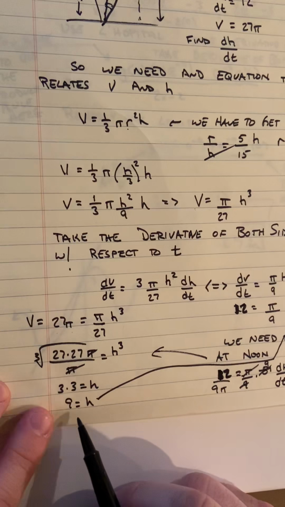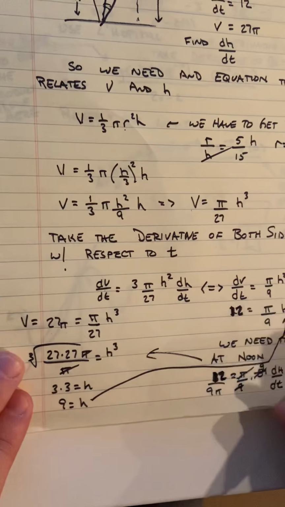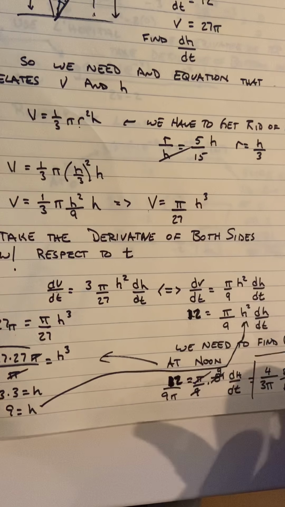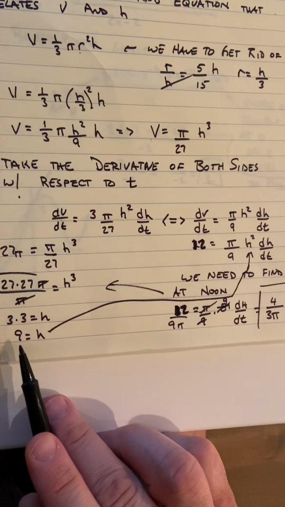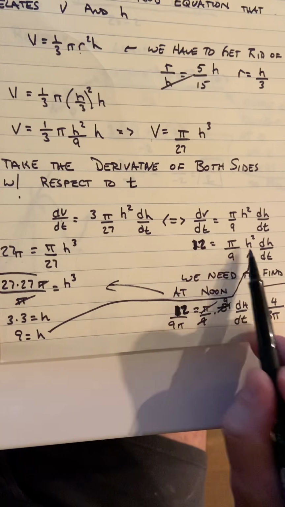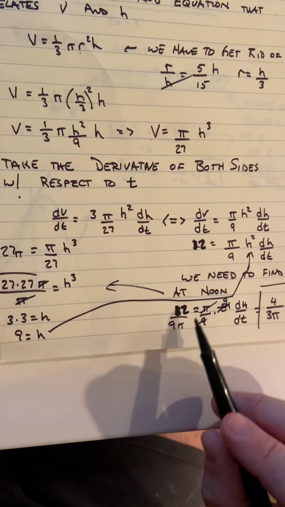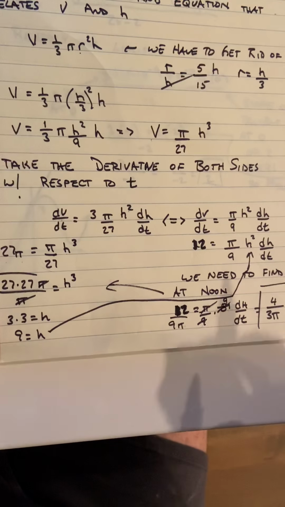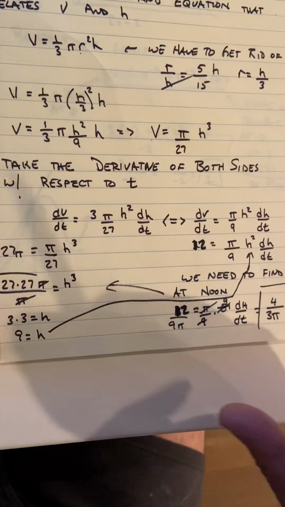Solving for h, I got 9. So that 9 goes in here for h, and square it immediately. Now it's 81. Cancel it with those 9s, invert and multiply, and you get 4 over 3 pi feet per hour. That one was a tough one.